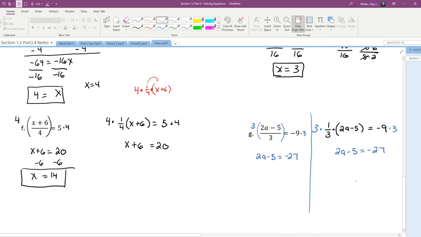Now it's a simple two-step equation. We're going to add 5 to both sides. I'm spotting the negative, so I'm not going to make a mistake. Negative 27 plus 5 is negative 22. And now I'm going to divide by 2 or multiply by half. And I get a equals negative 11.